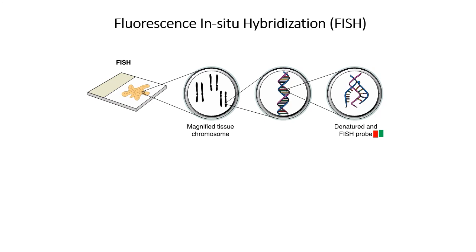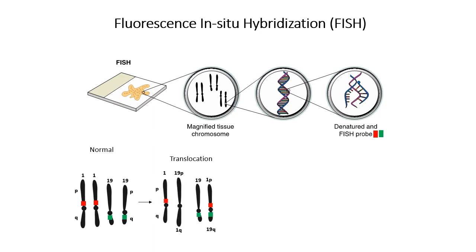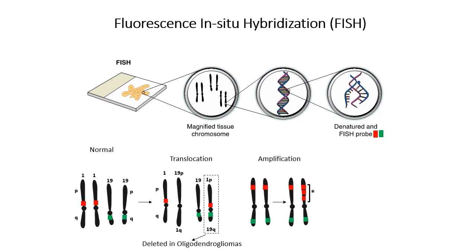Structurally normal target DNA will exhibit a signal at the expected site of the chromosome, whereas aberrant signal will be seen in translocated DNA, such as 1p/19q codeletion, which is required for the diagnosis of oligodendrogliomas. Changes in signal intensity and location will be seen in amplification, while no signal at all will be seen in deletion.